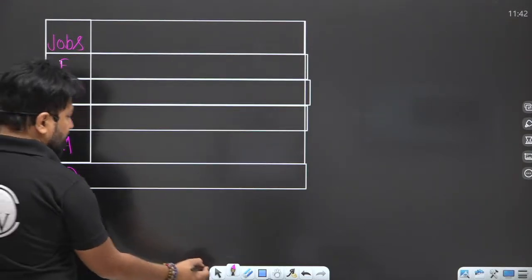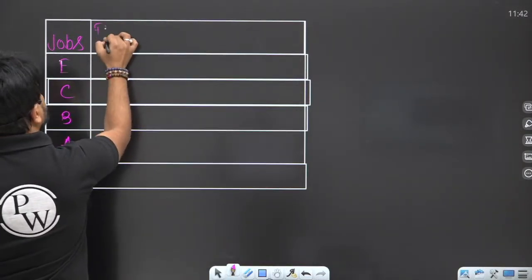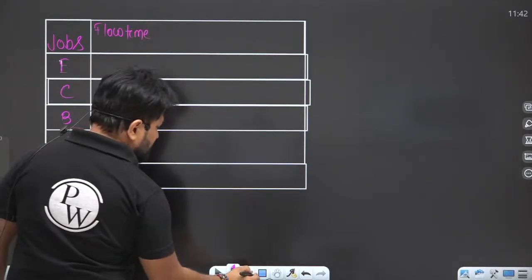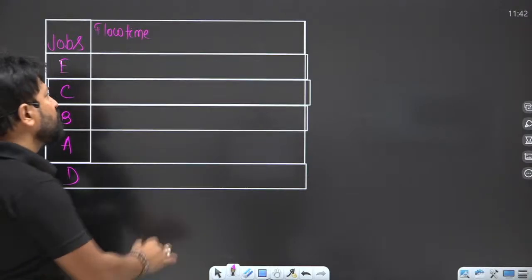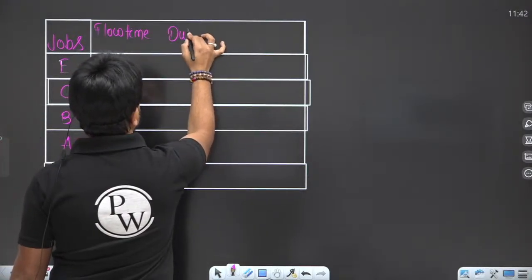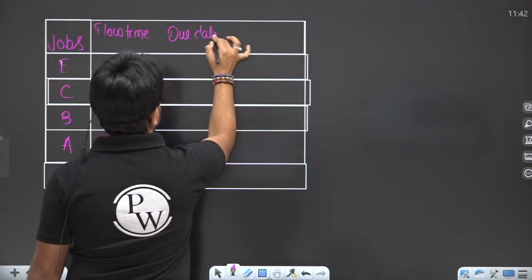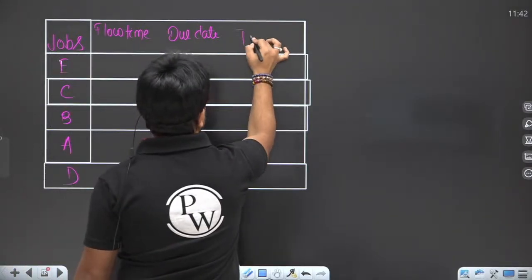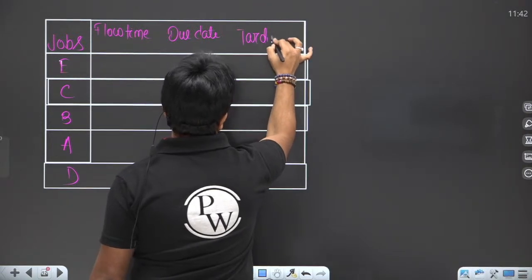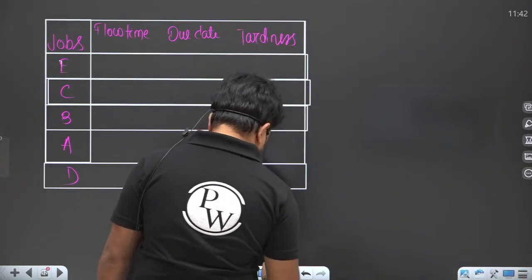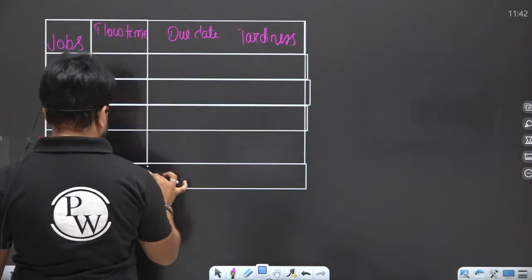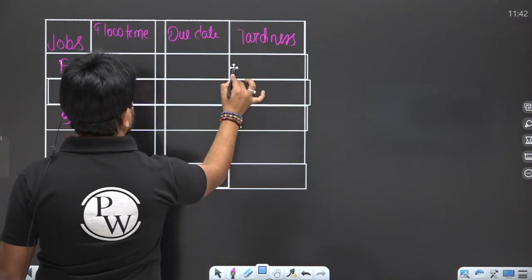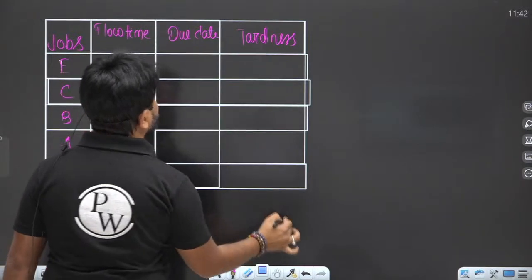Now, you have to write down the flow time. You have to write the due date also. Then you have to write down the tardiness. So, flow time, due date and tardiness.